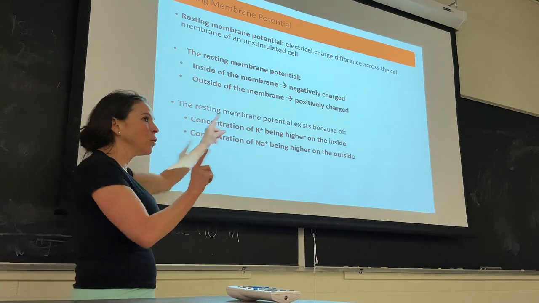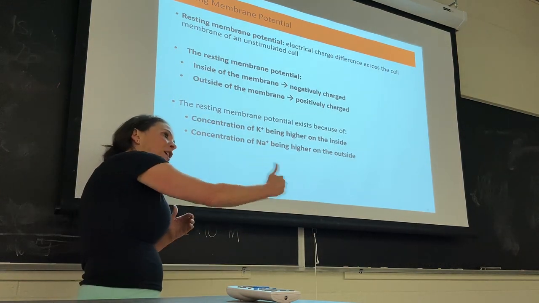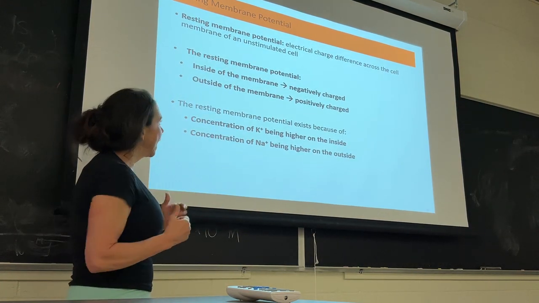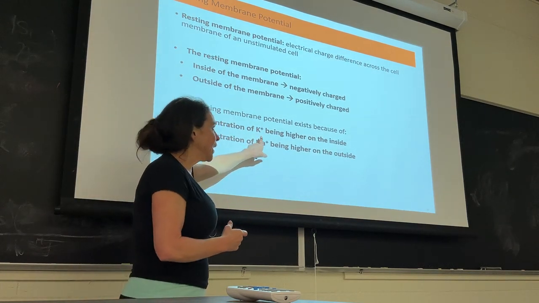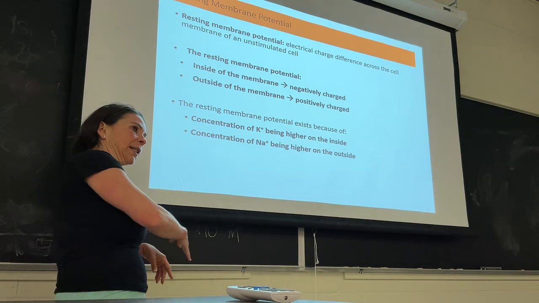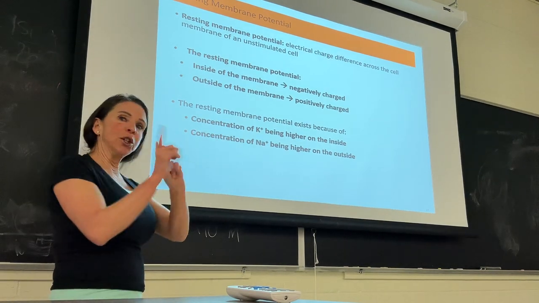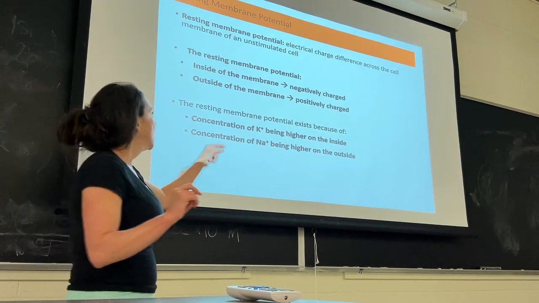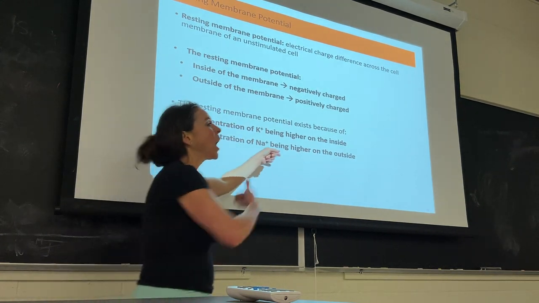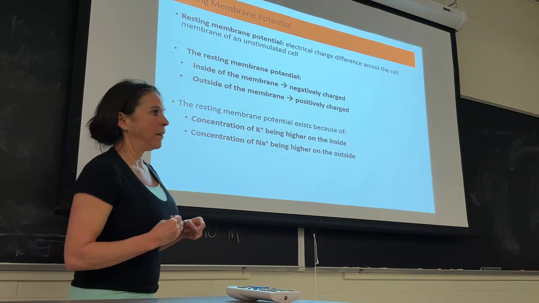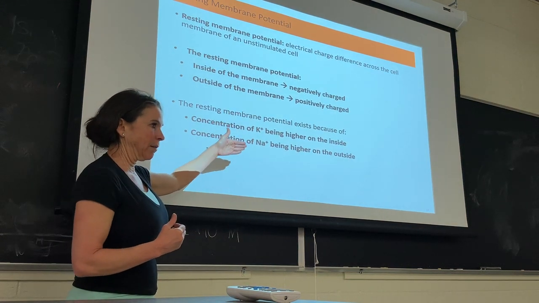Now this is due to a concentration difference of ions. The concentration of potassium is higher on the inside. This is where we're getting that charge difference. The concentration of sodium, on the other hand, is much higher on the outside. This is at rest.